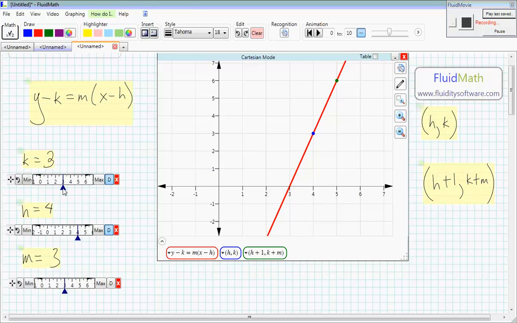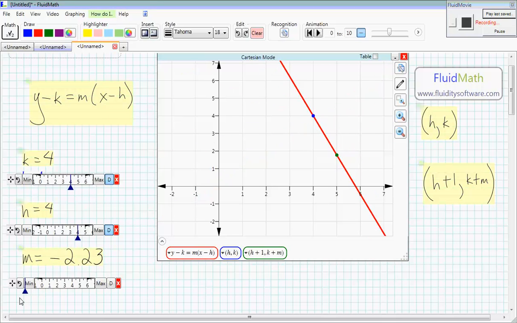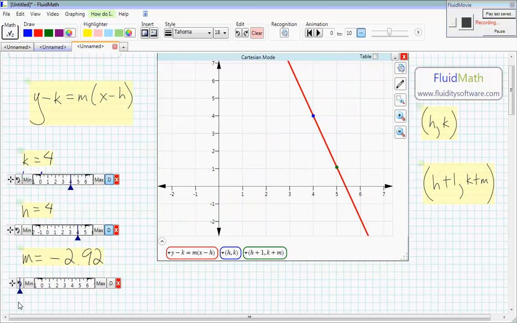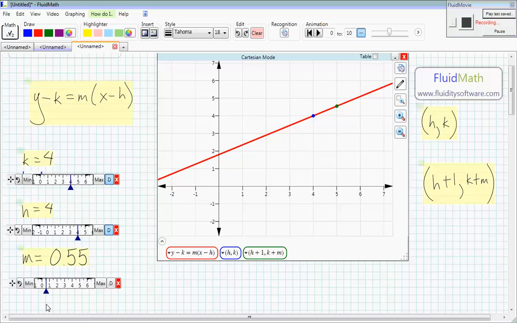Let's vary k, which is the y coordinate of the point that we're going to pass through. Okay, it shifts the line up and down, as you would probably expect. And finally, let's vary m. You can see it passes through that point h plus 1, comma, k plus m.